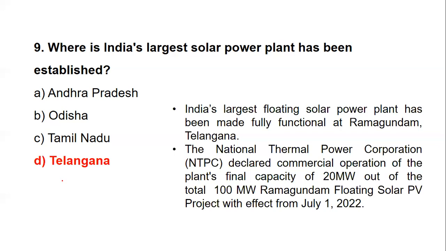India's largest floating solar power plant has been made fully functional at Ramagundam in Telangana. The Thermal Power Corporation has declared commercial operation of the plant's final capacity, that is 20 megawatts out of a total of 100, with effect from July 1st, 2022.